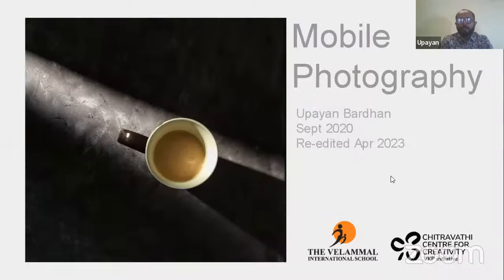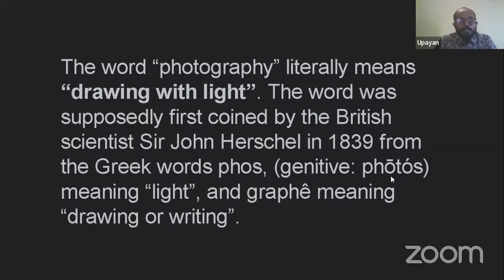Yes, so we are talking about mobile photography, right? The word photography literally means drawing with light. The word was supposedly first coined by the British scientist Sir John Herschel in 1839 from the Greek word phos, genitive photos, meaning light, and graph meaning drawing. So what are we doing in photography?